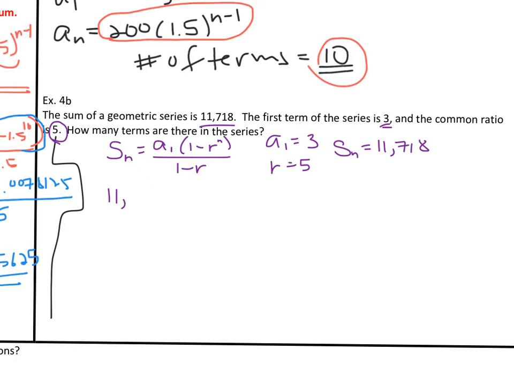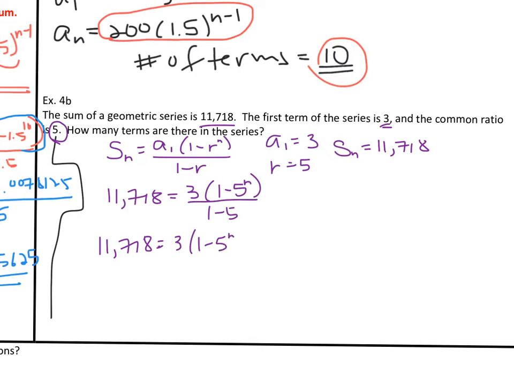If we plug in 11,718 on the left, 3 on the right, and then in parentheses 1 minus 5 to the n, we actually can't combine the 1 minus 5. They're not like terms because 5 has the exponent. But in the denominator, we can do 1 minus 5. That would give us negative 4. So then we'd have 11,718 equals 3 times 1 minus 5 to the n, all over negative 4. Now we're trying to solve for n.